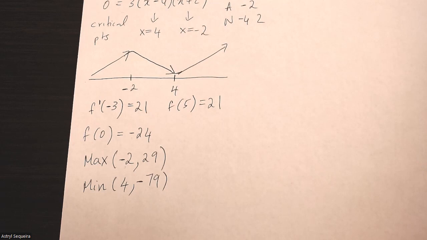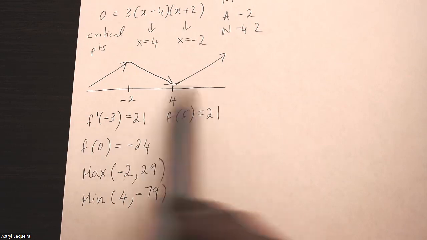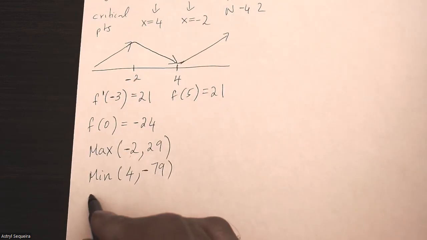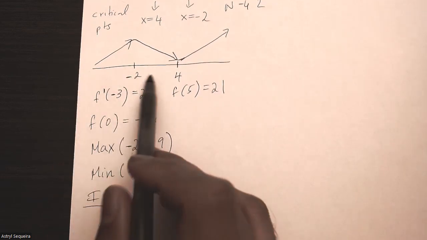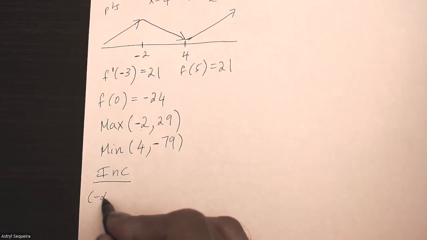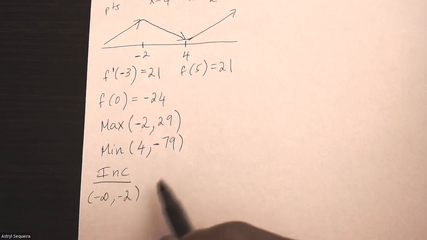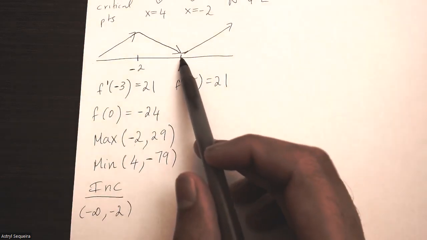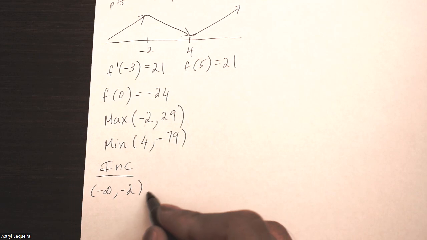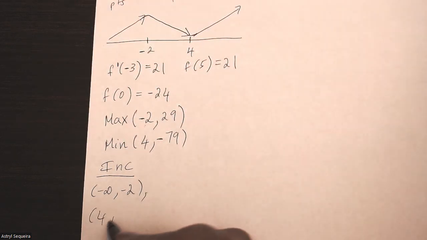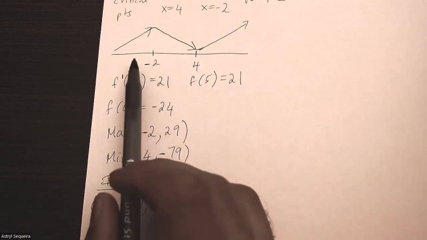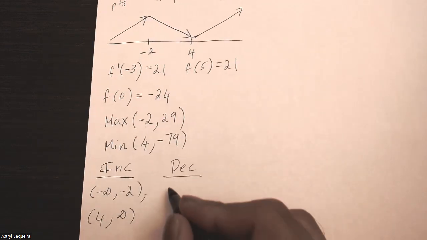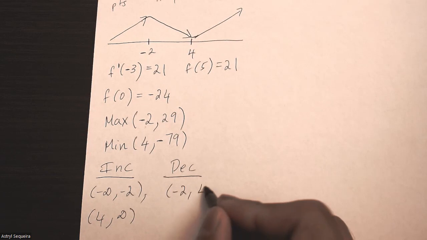So once I get my min and my max, I can do my intervals of increase and decrease from this number line. It's pretty simple. I'm increasing from negative infinity to negative 2, and I'm also increasing from positive 4 till infinity. So two intervals of increase. My interval of decrease is just from negative 2 till positive 4.